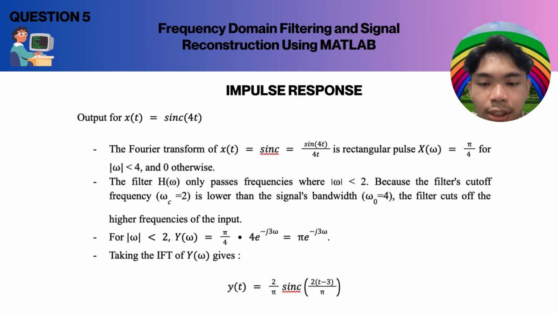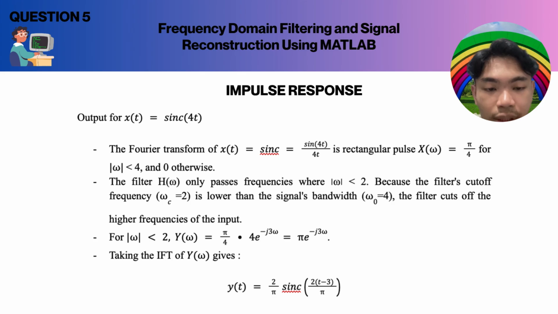Next, let's pass a signal through it. Our input is x of t equals sin of 4t, which has a rectangular frequency spectrum extending up to a bandwidth of omega naught equals 4. Notice the mismatch. Our signal bandwidth is wider than our filter cutoff of omega c equal to 2.